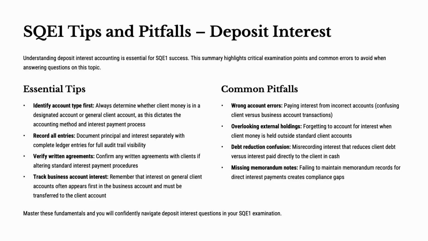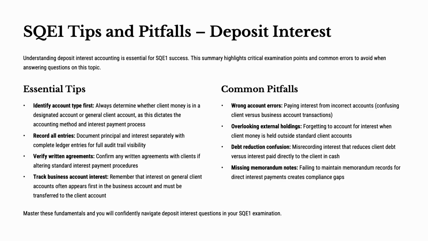So SQE1 tips and pitfalls. We need to identify account type first, like always determine whether client money is in a designated account or general client account. And this dictates the accounting method and interest payment process. So from there it starts. Was it in a common client account or was it in a designated account? We need to record all entries. Once again, I say money moves from one account, put entries. Money lands in another account, put entries. And remember, we have double entries.